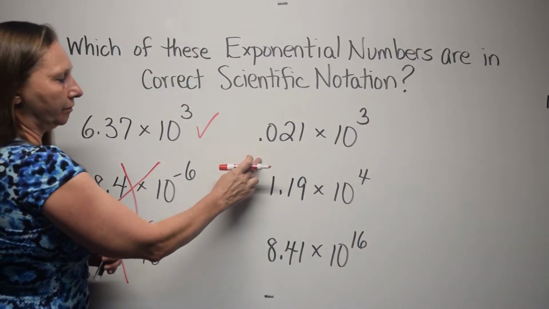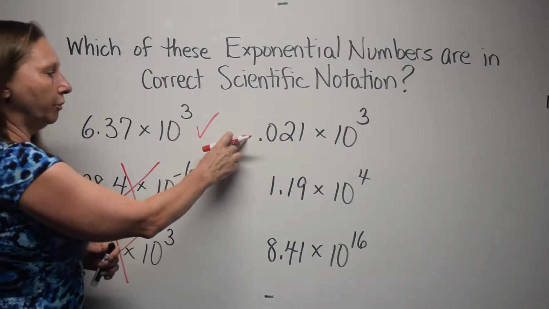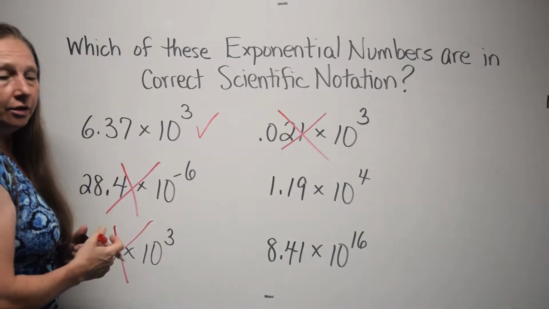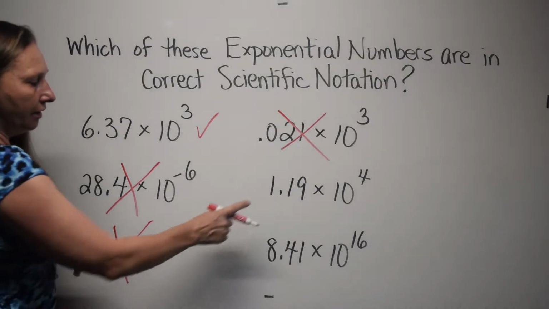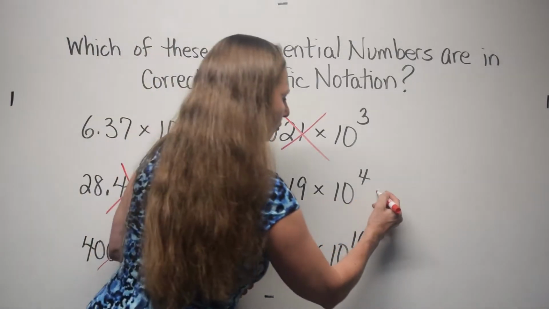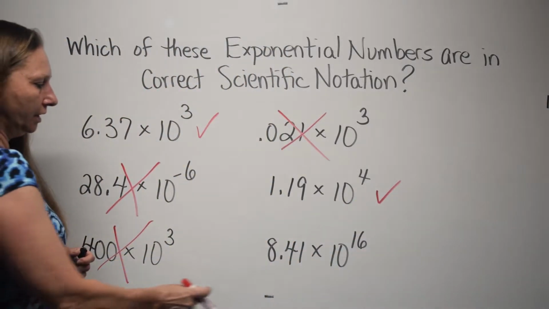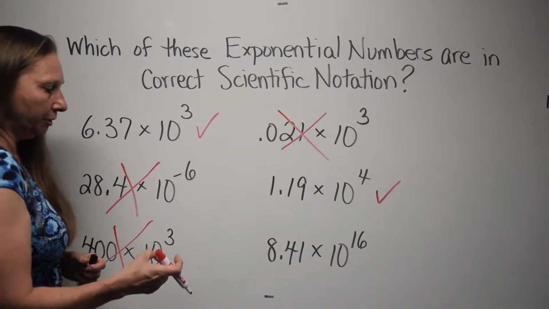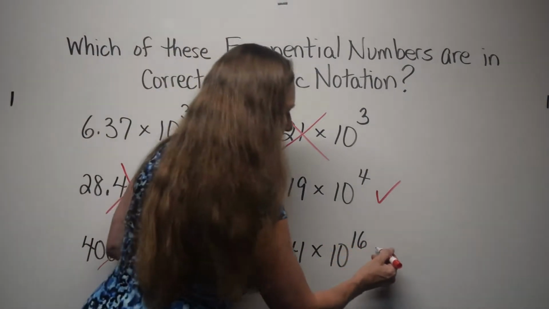This one does not have a number in front of the decimal. This is not correct scientific notation. Okay, this one has one number in front of the decimal, correct scientific notation. And finally, this one has one number in front of the decimal, correct scientific notation.